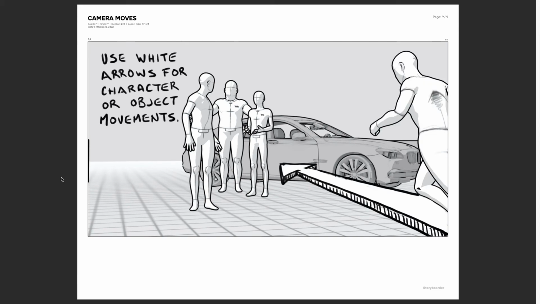And remember, if you're using red arrows for camera, then you want to use white arrows for any characters or any objects that are actually moving into the frame. So we can tell by this example that the character on the far right is running into the frame because of the arrow. He's not moonwalking back out of the frame.